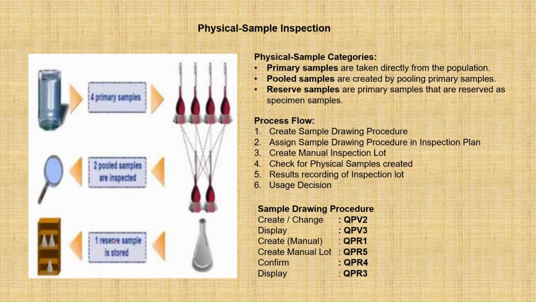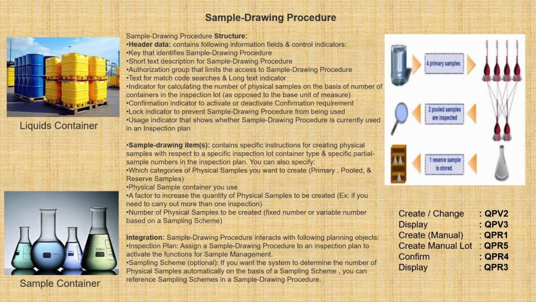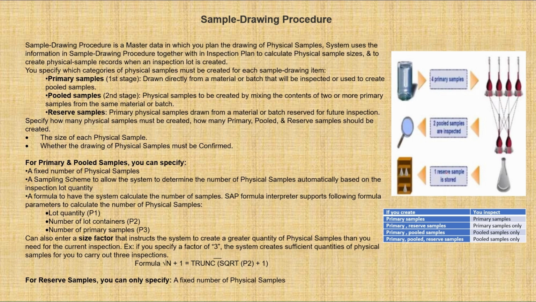In SAP, we specify the types of samples which are present, physical samples. These are the primary sample, pooled sample, and the reserved sample. First is the primary sample. The primary sample is taken directly from the population.